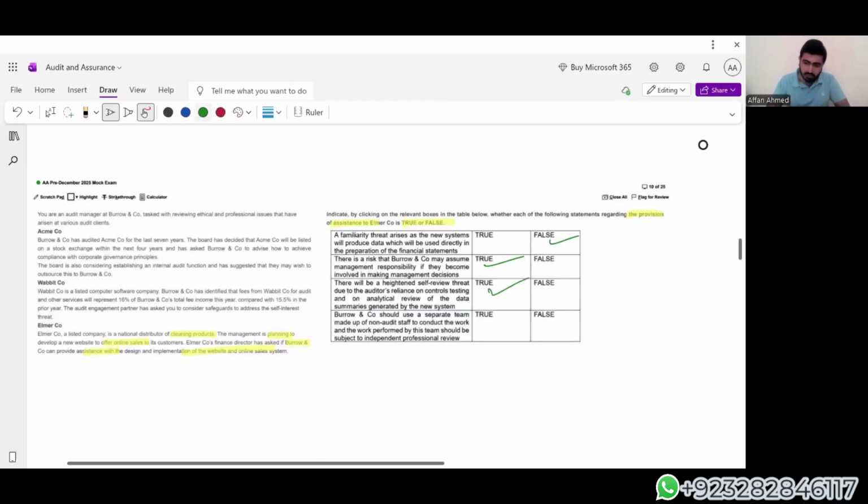Moving on towards the last area, it says Burrow and Co should use a separate team made up of non-audit staff to conduct the work, and the work performed by this team would be subject to independent professional review. So even if it is done by a separate team, in the end, the data is coming towards us, and the data is so wide that it cannot be avoided. So this will result in a self-review threat. This is not a safeguard that we can apply.